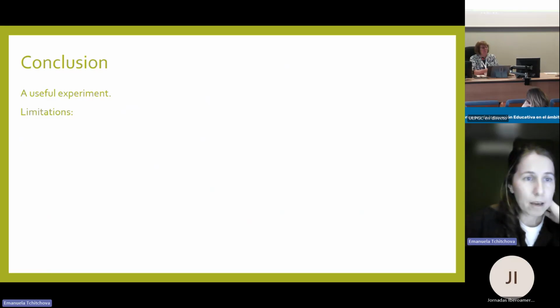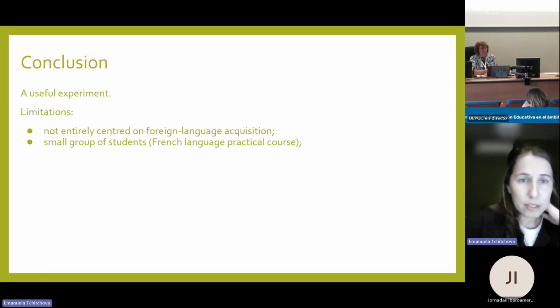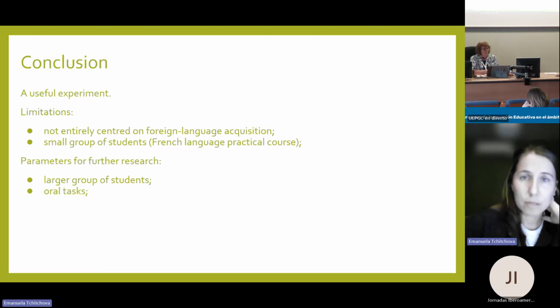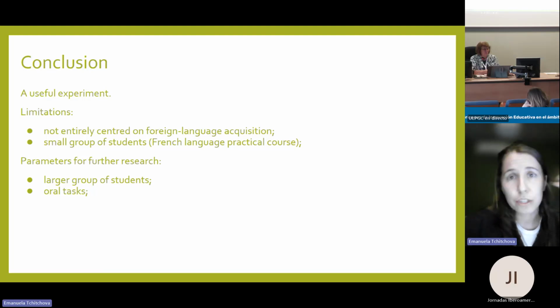as well. However, there were limitations. This study wasn't entirely centered on foreign language acquisition, and the group of students was too small, just the French language practical course. Some parameters for further research could be a larger group of students, some oral tasks to be performed during the competition, like, for example, a negotiation situation, which needs more close monitoring by students or by other participants.